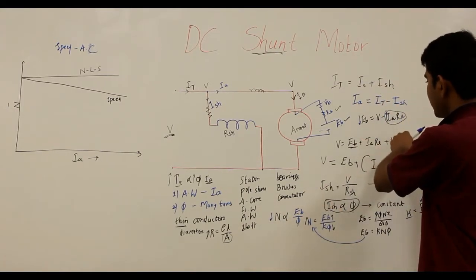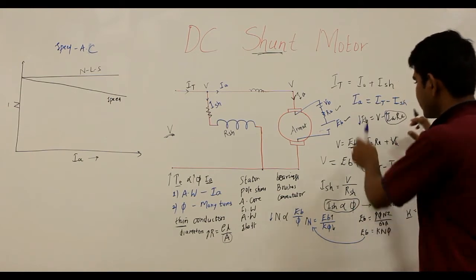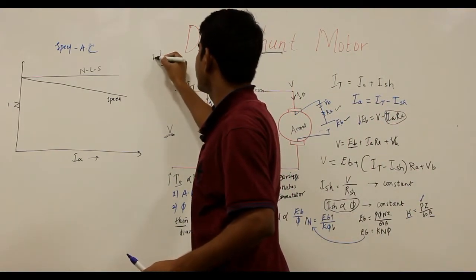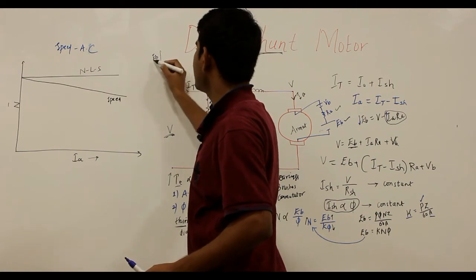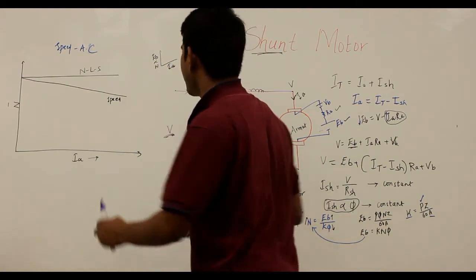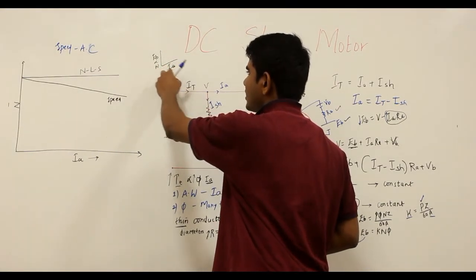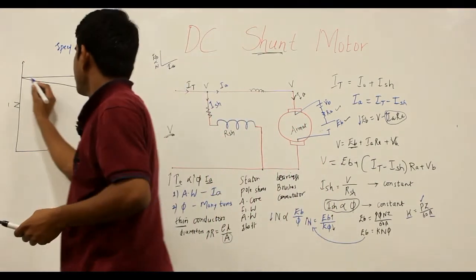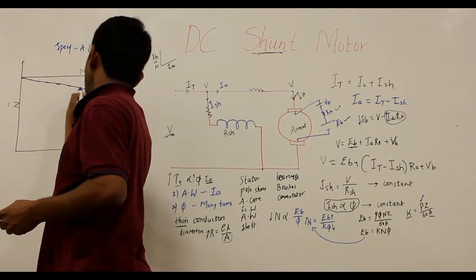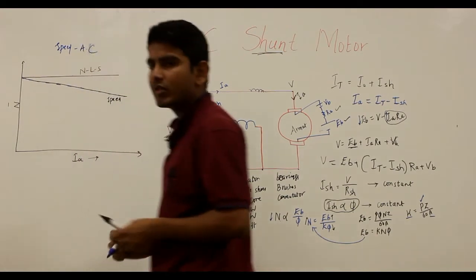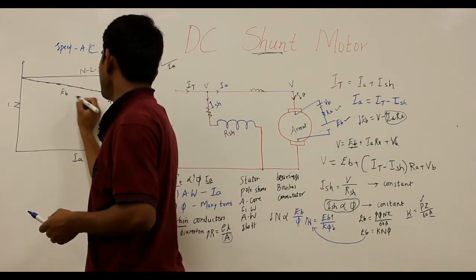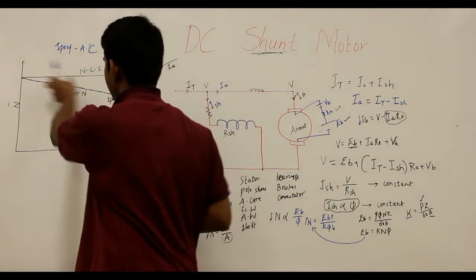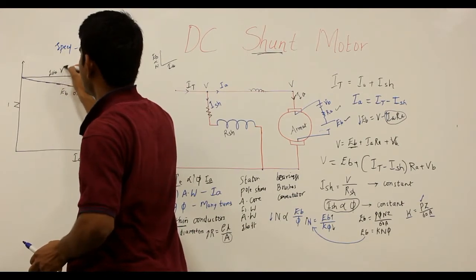So this is your speed, and we can notice the speed is proportional to the back EMF, and the back EMF is equal to V minus Ia Ra. The characteristics of the back EMF and the armature current, as well as the speed and the armature current, coincide because they are proportional quantities. So if I plot the back EMF, this will be your back EMF characteristics coinciding with the speed armature characteristics. Here you can write Eb, or your speed, and this line also represents your line voltage.